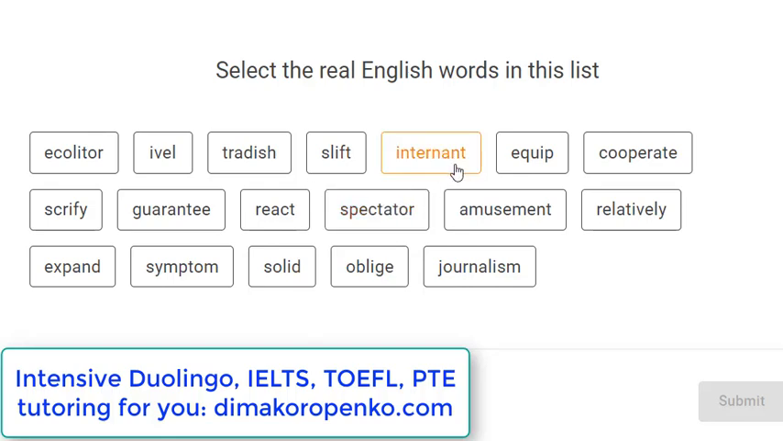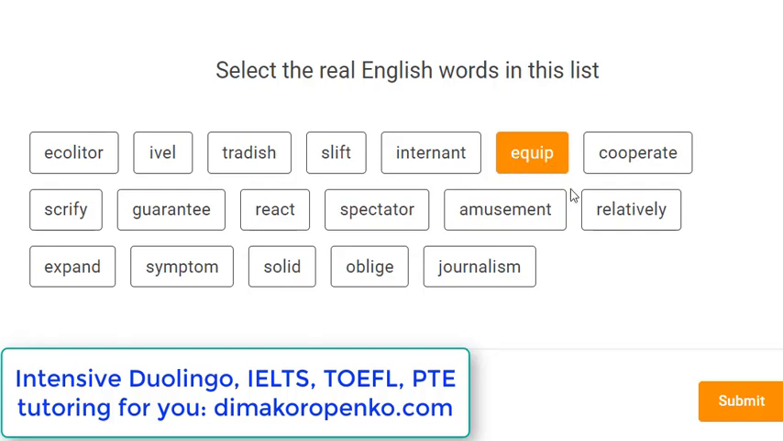Okay, internant, no. Equip, no. Oh, no, I'm sorry. Yeah, equip. I was distracted. I'm sorry for one second. Equip, yes. To equip usually is a verb. To supply somebody with equipment. Yeah, for example, to equip a room with some appliances that you need. So to equip, yeah. Remember, please, the spelling.